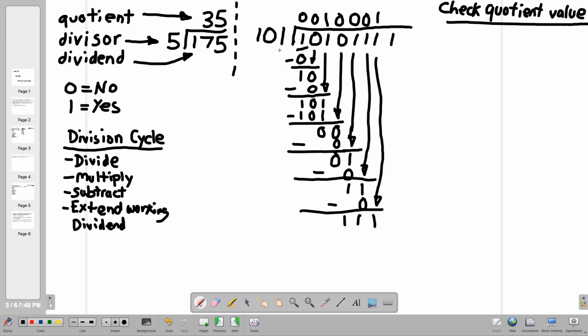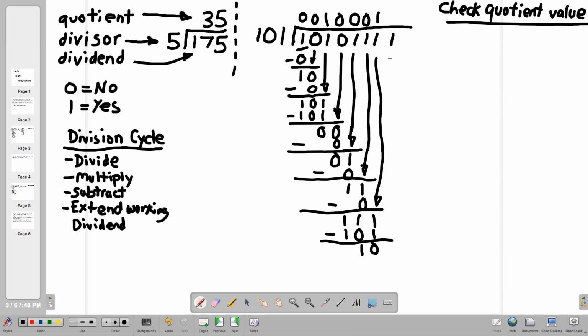1 times 5 is 5. So that's a value 5 to go here in binary representation. Next step is subtract. So when you subtract 5 from 7, you get the value 2. So 2 is represented as 1, 0.